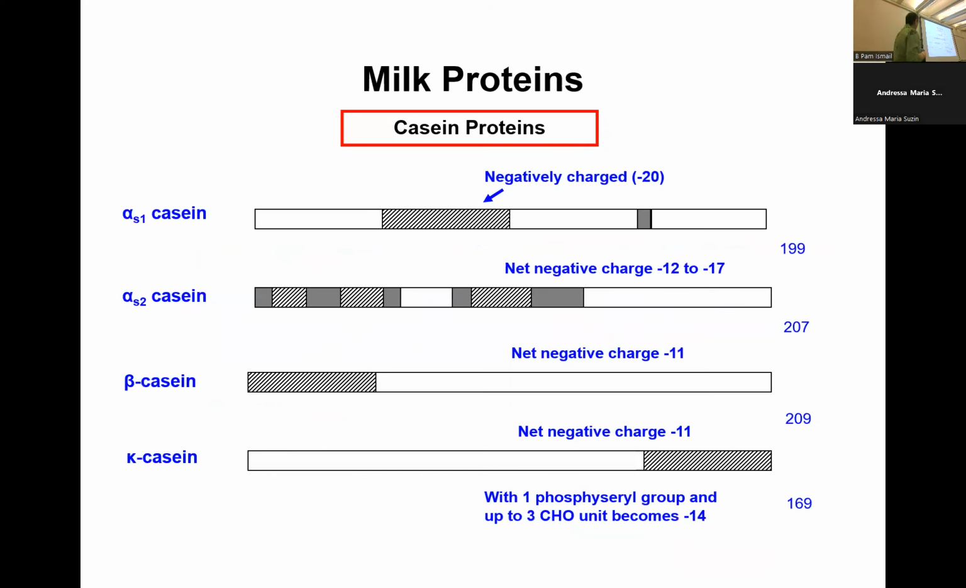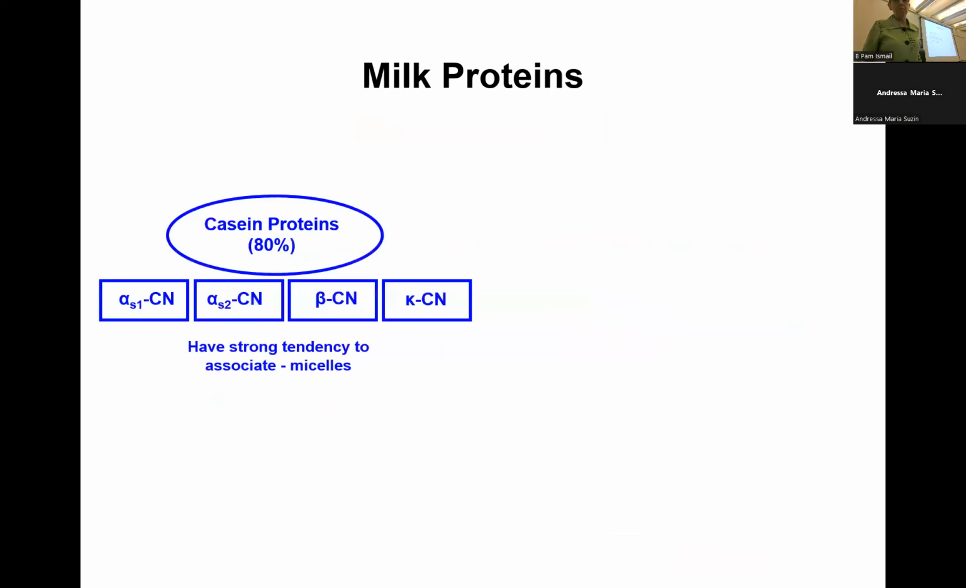This is a summary where you can visualize the differences between the alpha S1, alpha S2, beta, and kappa casein. So it's just a good study visual for you guys.